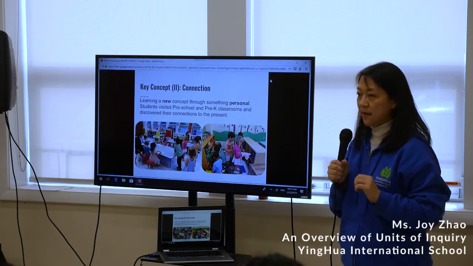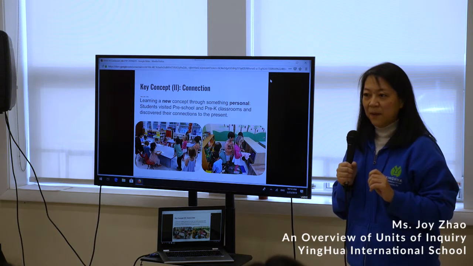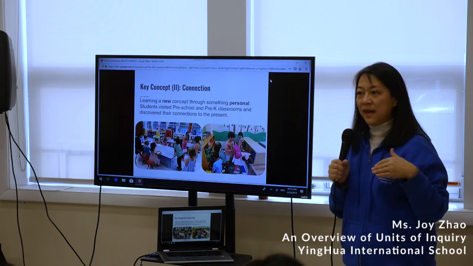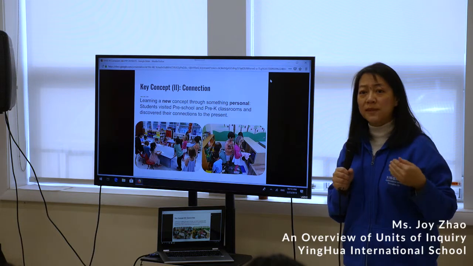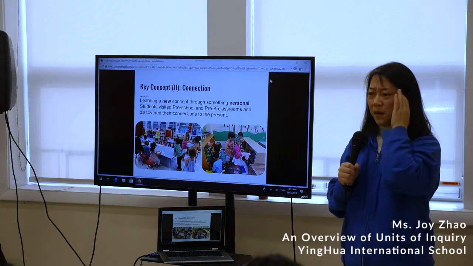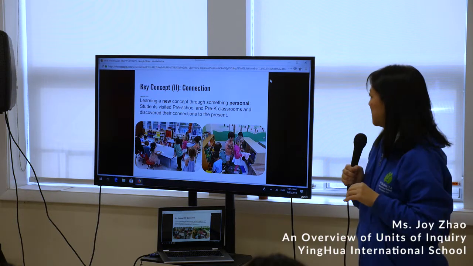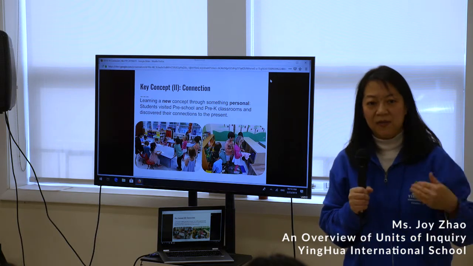The next key concept is called connection. And don't underestimate that when they're introduced to a new concept, that's something really new. Even in Chinese, when you tell them 连接, what does that mean? So there is another activity, but that's at the first grade level.